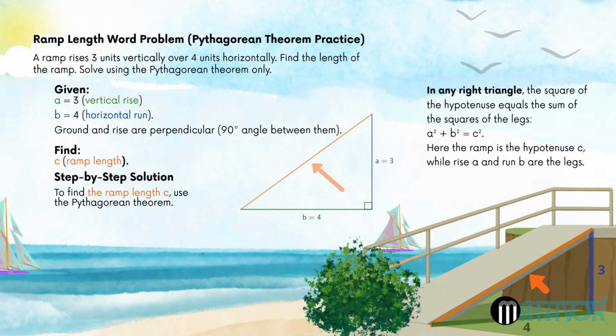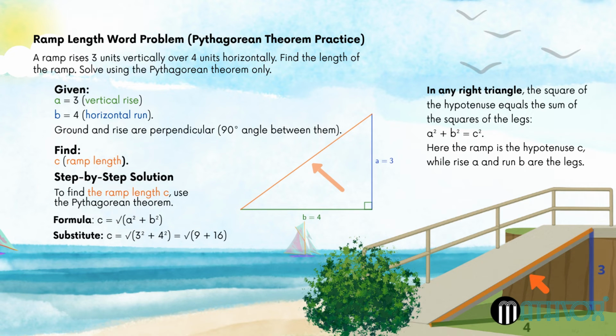To find the ramp length C, use the Pythagorean theorem. In any right triangle, the square of the hypotenuse equals the sum of the squares of the legs. A squared plus B squared equals C squared. Here the ramp is the hypotenuse C, while rise A and run B are the legs. Formula. C equals square root of A squared plus B squared.